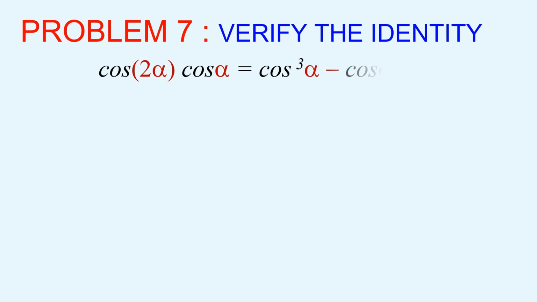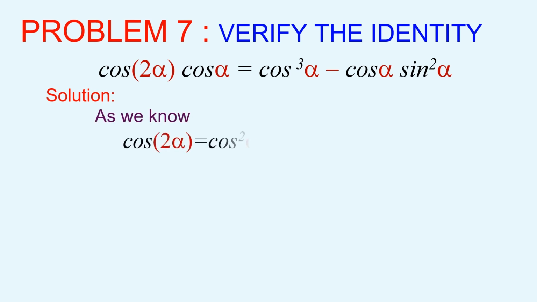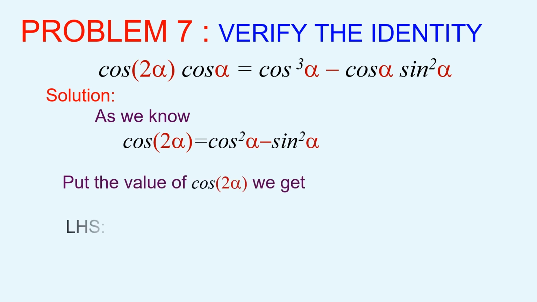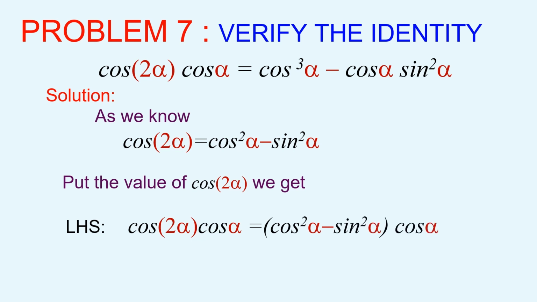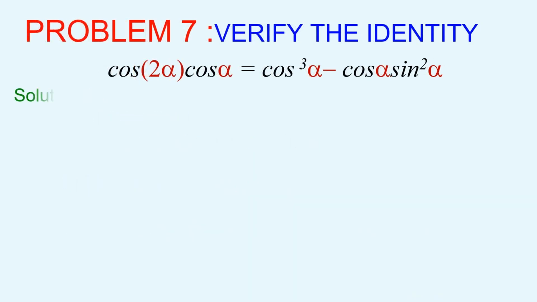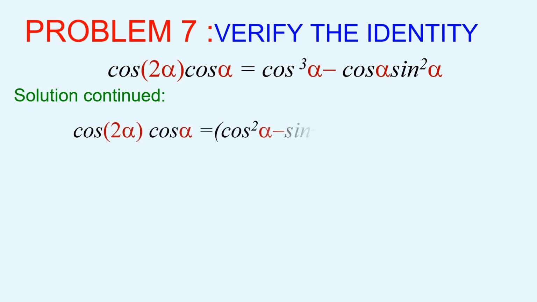Solution to problem 7, verify the identity. Cosine of 2 alpha into cosine of alpha equals cosine cubed of alpha minus cosine of alpha into sine squared of alpha. As we know, cosine of 2 alpha equals cosine squared of alpha minus sine squared of alpha. Put the value of cosine of 2 alpha. We get left hand side equals cosine of 2 alpha into cosine of alpha equals cosine squared of alpha minus sine squared of alpha, times cosine of alpha.